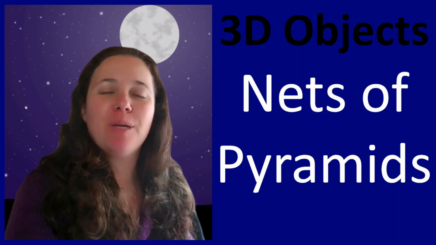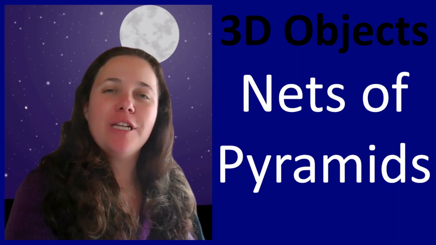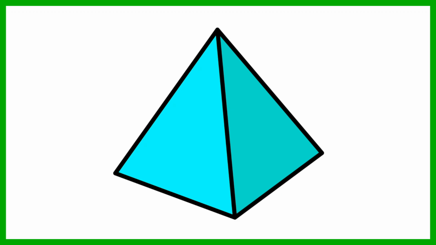Hi, today we're going to be learning about the nets of pyramids. First, you need to know what pyramids are in geometry. A pyramid is a 3D object that has one base, which must be a polygon. So here is an example of a pyramid.